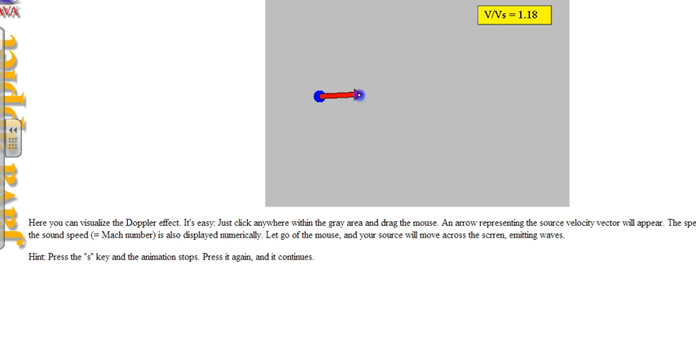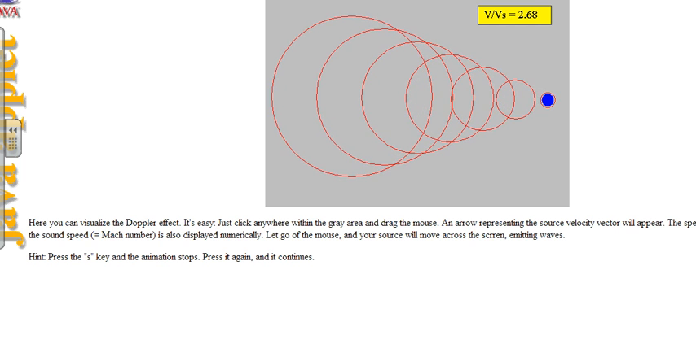Whoops, let's do that one more time. Maybe not quite as much. So what you can see is that because it's moving faster, these sound waves have not had as much time to expand, and so the cone is actually narrower. And you can calculate the speed of an object by the angle of the cone. The narrower the cone, the faster it's traveling. So that's kind of cool.